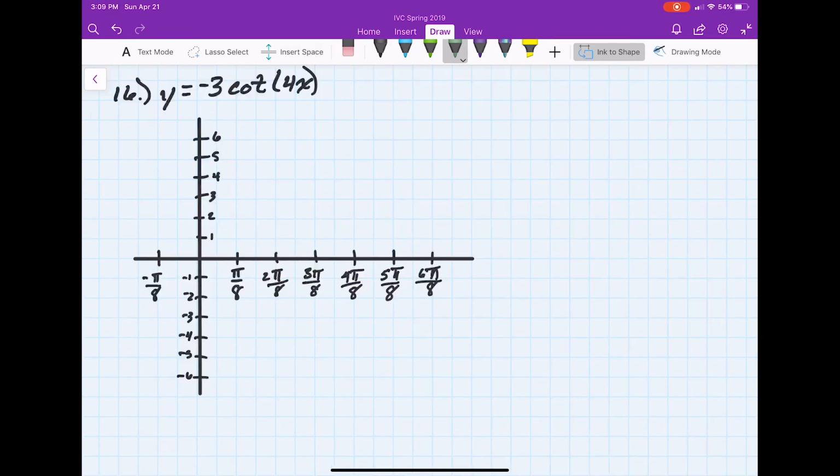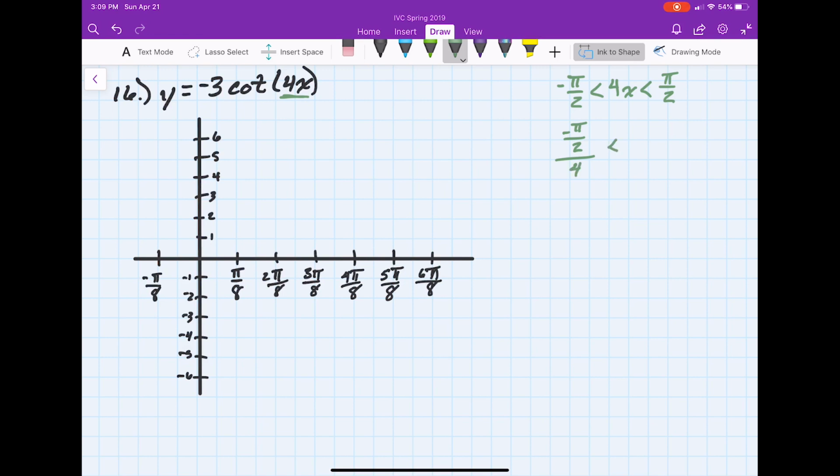So there, for number 16, we are given negative 3 cotangent of 4x. So a period for tangent would be defined by negative pi over 2, and then we'll throw our 4x in here. Now we're going to divide everything by 4, which will give us negative 2 pi over 4.